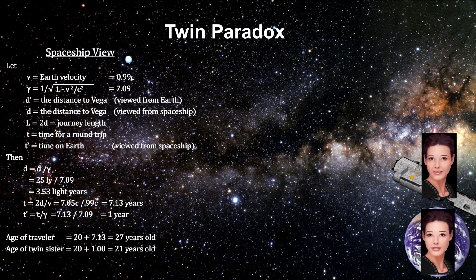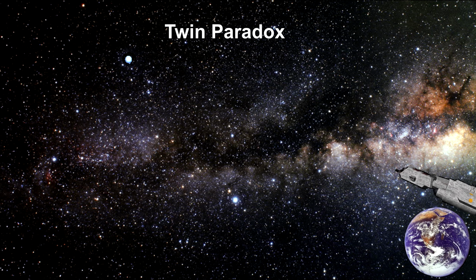How can it be that they are both older than the other? This is the paradox. The first thing to notice is that the twin in the spaceship spends several periods of time being accelerated, meaning it is not an inertial frame. This paradox is fully resolved by Einstein's general theory of relativity. We'll cover that in our next segment.